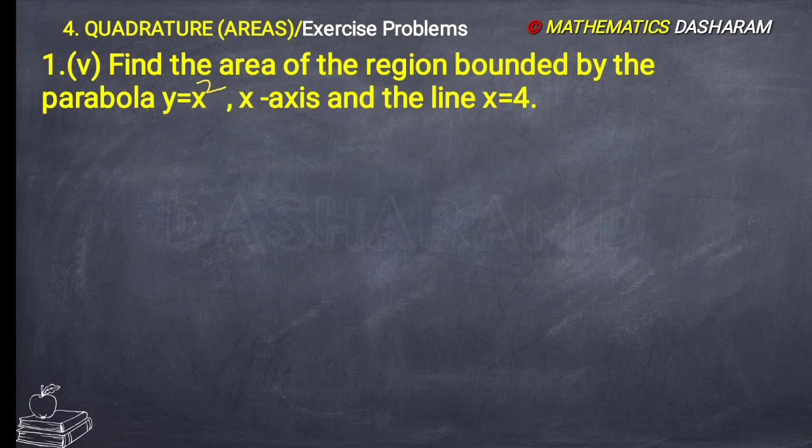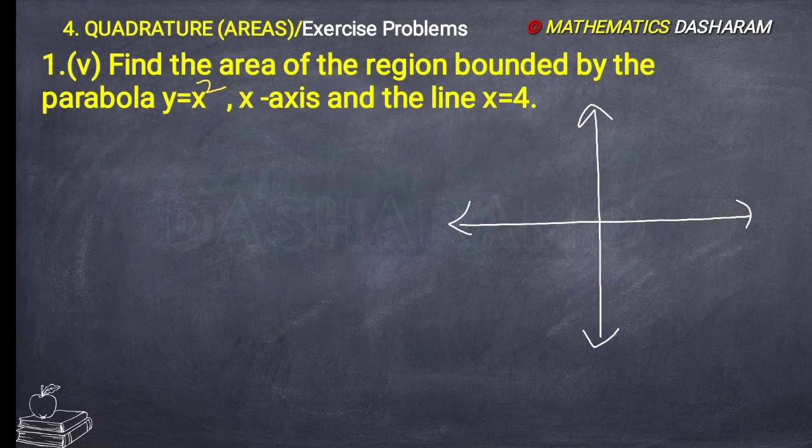So next question: find the area of the region bounded by the parabola y equals x square, the x-axis, and the line x equals 4. Its graph is of a quadratic polynomial because its degree is 2. For a quadratic polynomial, the shape of the graph is a parabola upwards, otherwise a parabola downwards. So its graph is a parabola upwards, and there is no constant in the given quadratic polynomial, so definitely it will pass through the origin.